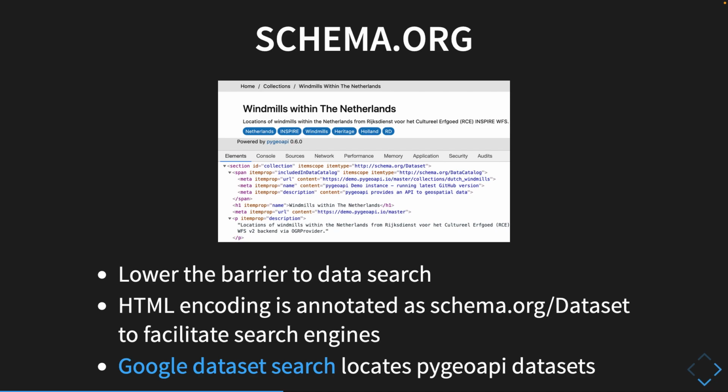pygeoapi also supports schema.org. This is the idea of providing your data through supporting structured data searches. For example, here we see a view source of a given collection in pygeoapi, and you can see the HTML in the source is structured in a way with schema.org, and this will really help with web-based discovery and structured data searches to be able to identify your data correctly and concisely through a search engine. This has also worked with things like Google Dataset Search, for example.